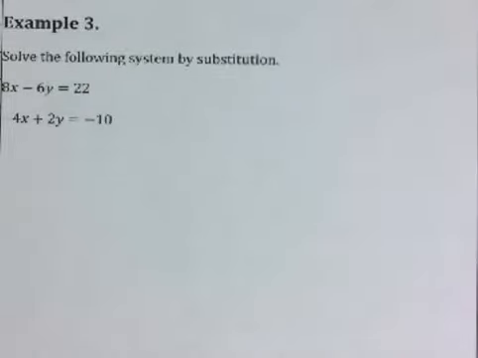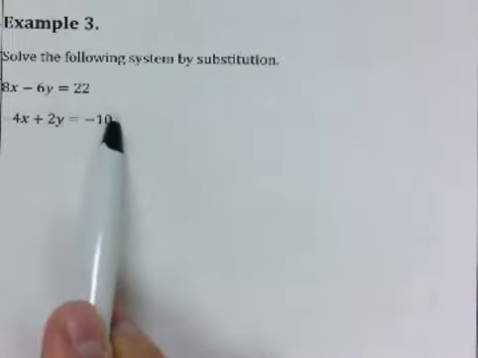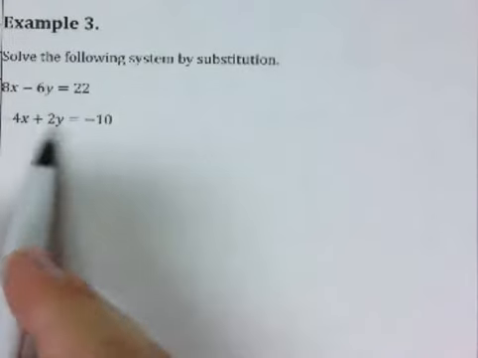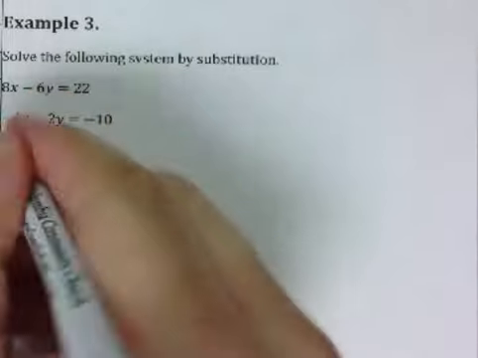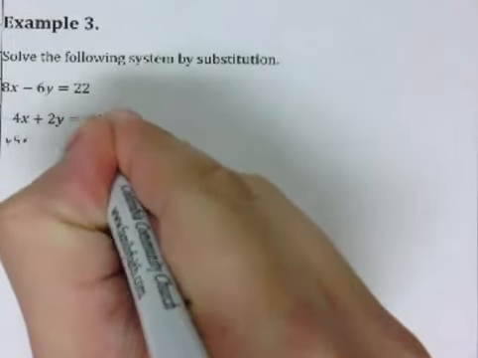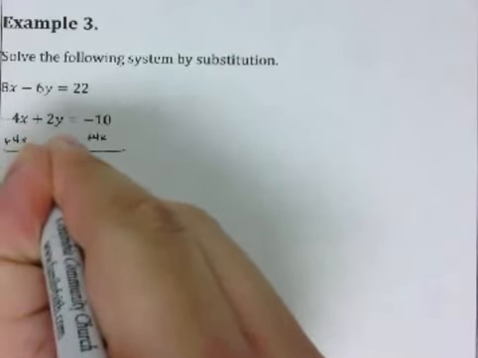I see here that 4 and 2 are all even numbers, and 2 goes into 4 and 2 goes into 10. So I feel like that would be the best one to solve for, because then I'm going to at least get an even number, right? So we're going to go ahead and solve for y on this equation. And to do that, I would have to add 4x to both sides. And I would be left with a positive 2y is equal to 4x minus 10.